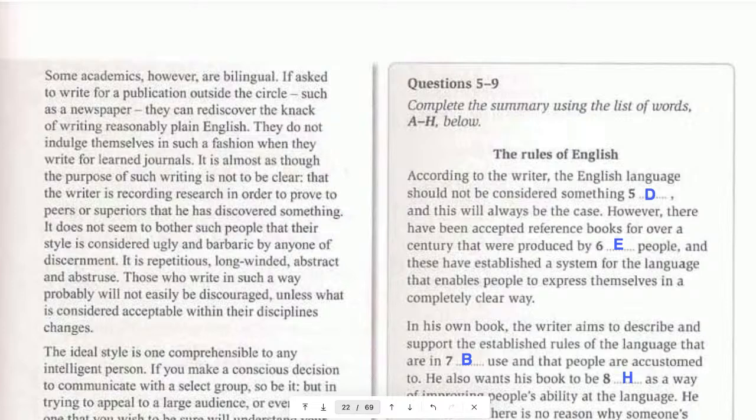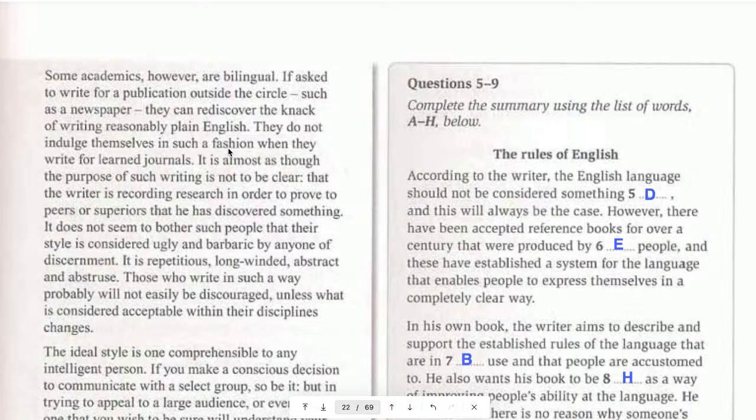The knack, what does that mean? It means the ability. Okay? They can rediscover the ability of writing reasonably plain English. That means that of writing something very simple. Okay? And they do not indulge themselves in such a fashion when they write for learned journals.